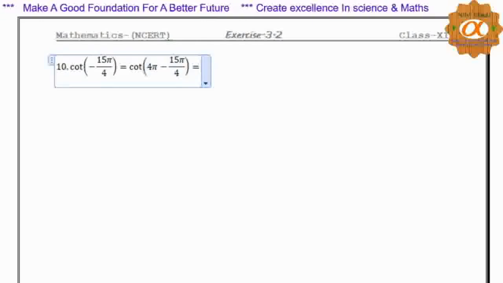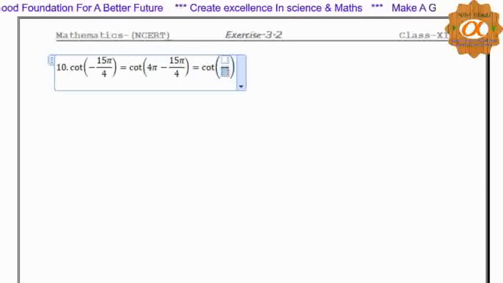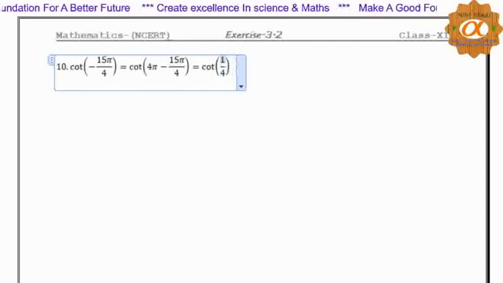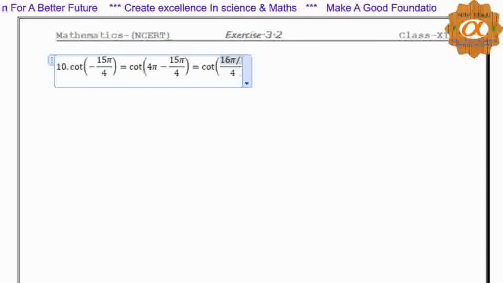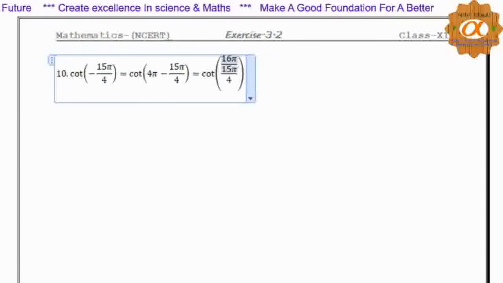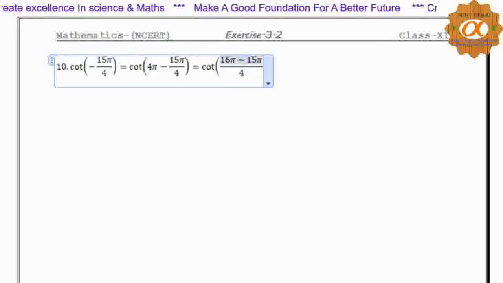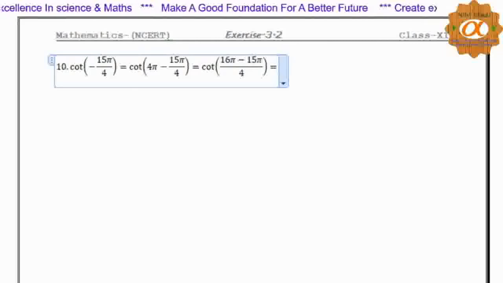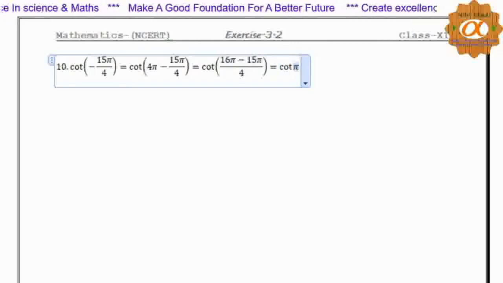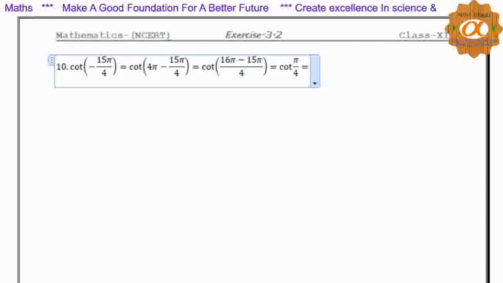That means again it becomes cot. The LCM is 4, and 4 4s are 16 pi minus 15 pi. Hence it becomes cot pi by 4. And we all know that cot pi by 4 means cot 45 degree, whose value is 1.